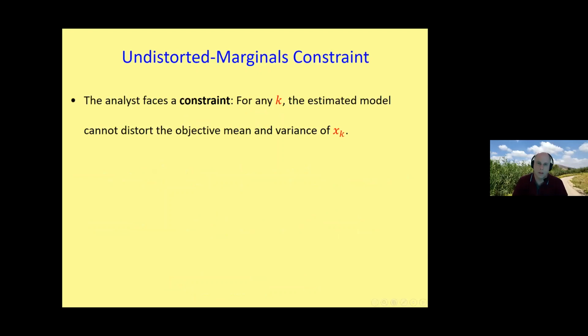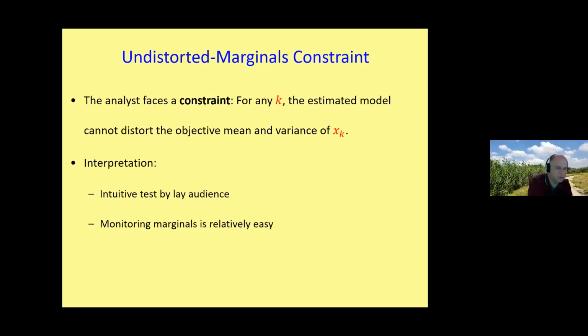Now, and here's my answer to Marina's question before. The analyst will face a constraint. The audience will hold them to a certain test, to a certain standard, and the constraint is that the estimated model is not allowed to distort the mean and variance of individual variables. Cannot distort that.